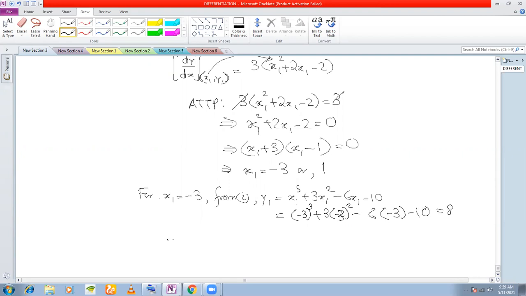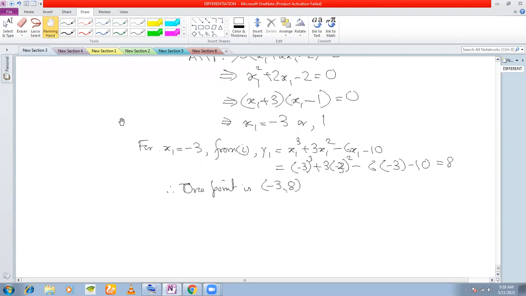So what is the point? Therefore, one point is minus 3, 8. Now we'll get another point. Now remember, that in a curve, it is not necessary that all the points will have different slopes. They may have the same slope, but definitely each point will have a distinct slope. That is what you can always say.